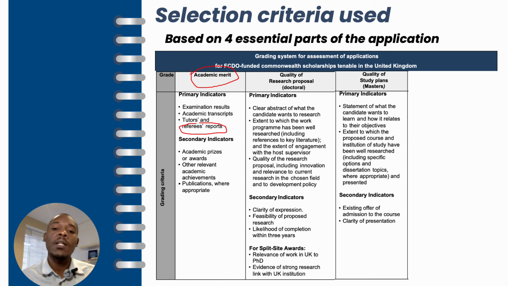The secondary indicator for master's student will be you having an existing admission offer. And that's why I insisted that if you already have an offer from a UK university, please upload that offer, because whether it is unconditional or conditional offer, you can still upload it. It will be an added advantage when you are graded and you want to be compared to someone who does not have that secondary indicator. So please include that in your application.